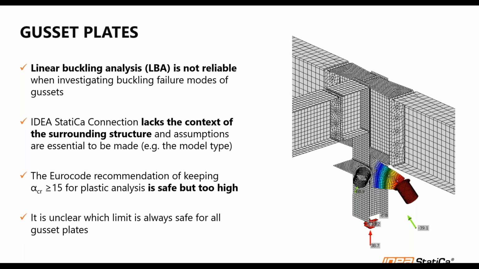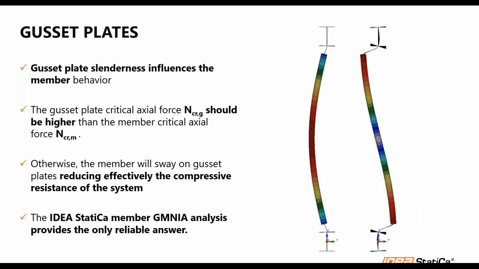There is always the option to maintain a critical factor over 15, which is the Eurocode recommendation, which is a very safe option. However, this leads to an over-design of gusset plates. Now, if we want to go below the value of 15, it is unclear which limit is safe for any gusset plate.